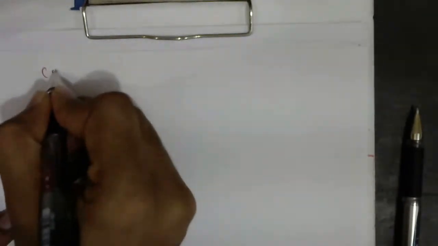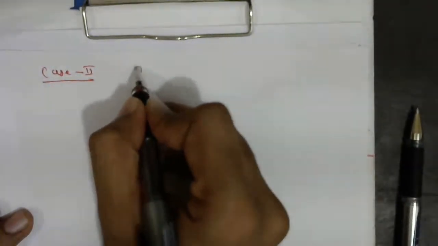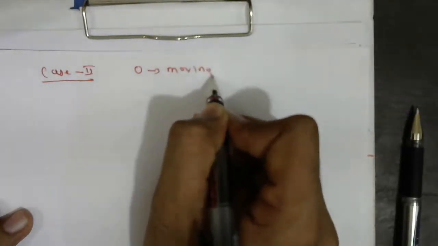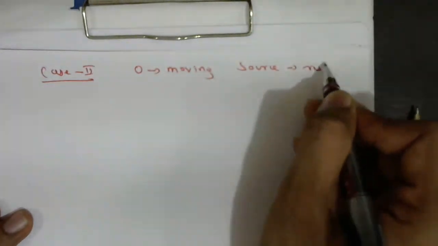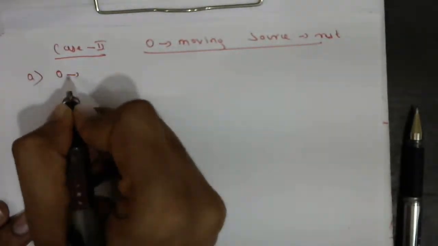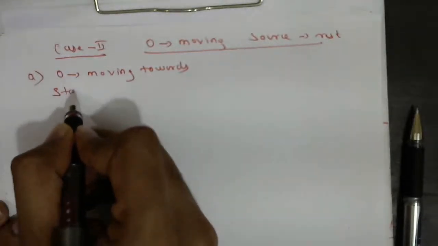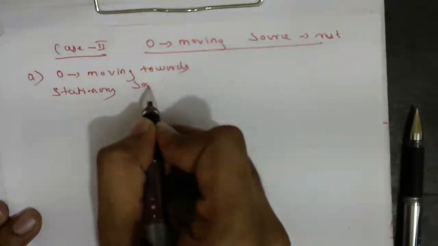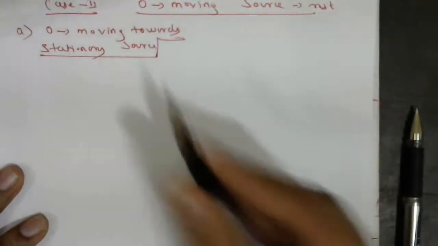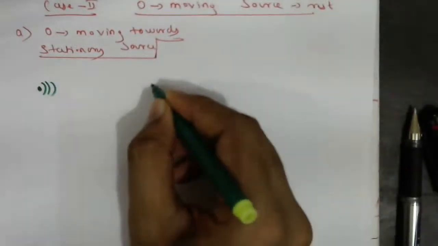Next, second case. Second case, observer is moving, source is at rest. Okay, in that case, first, observer moving towards stationary source. Source, observer.